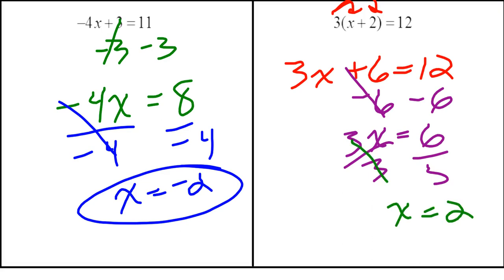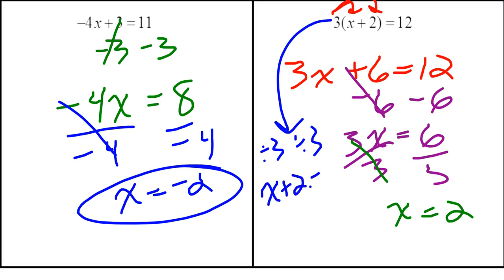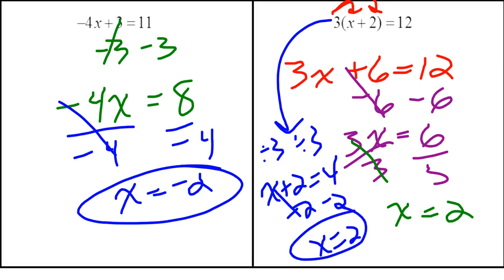Now, if we decided to divide first, and we divided both sides by 3, well, then we would just end up with x plus 2 equals 4 and subtract 2. But we have to be careful in this case because we have to divide an entire side by 3. In this case, it just so happens that x plus 2 is multiplied by 3. And so there are always slightly different processes we can use.